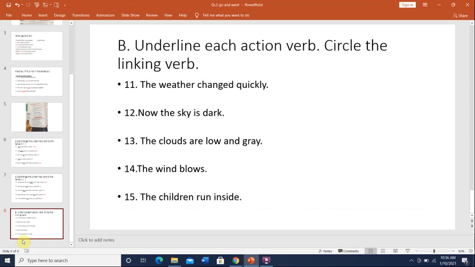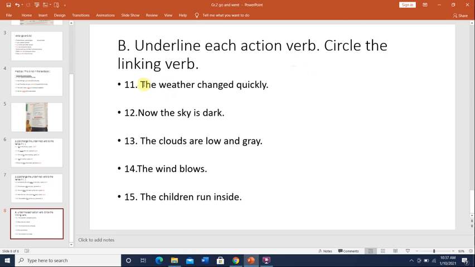And questions from 11 to 15 are review. Okay? These are things that we took last week and before. It says underline each action verb. We will underline the verb that shows action and we will circle the linking verb. Linking verb, remember, is the verb, which is usually the verb be, that links the subject to the rest of the sentence, all right? So if the verb is action, underline it. If the verb is linking, make a circle.